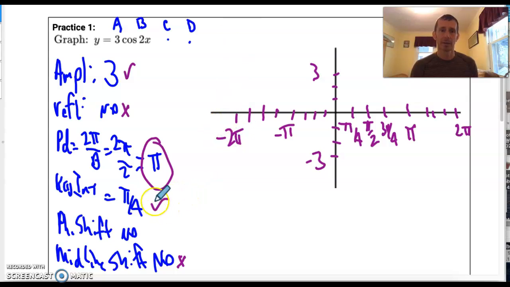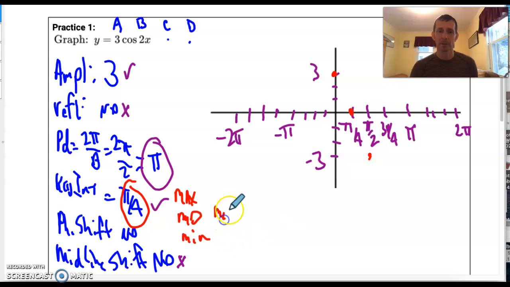And the pattern is at each of these increments, I start at the max. So there I am. Then I go to midline. So there is the midline at my next increment. Then I go to the min. So at the next increment, I'm down at the bottom. Then I go back to midline, and then I end at the max. So that's the cosine pattern.